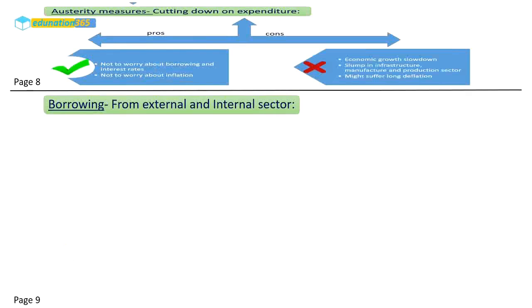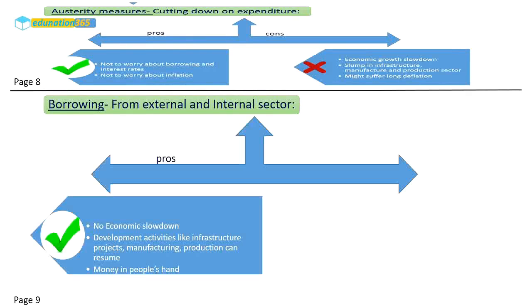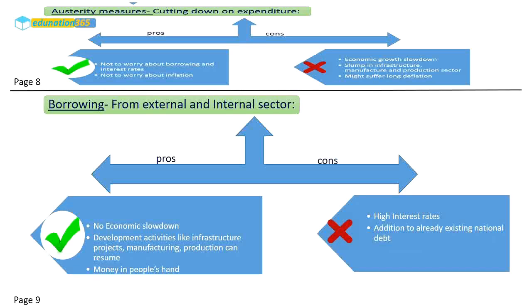Next, borrowing from the external and internal sector. There will be no economic slowdown if we go this route. Also, development activities like infrastructure projects, manufacturing and production can resume, and there will be more money in people's hands. What are the disadvantages? There will be high interest rates and also an addition to the already existing national debt.